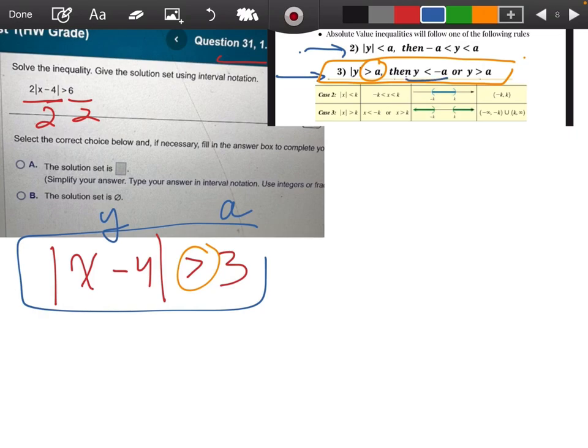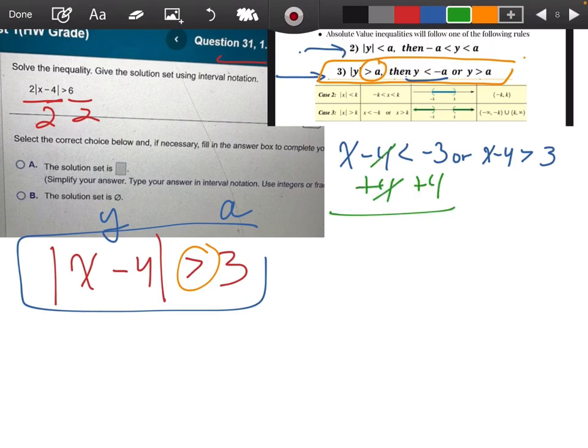So the first part says y is smaller than a, so I'm gonna say x minus 4 is smaller than negative 3, or x minus 4 is bigger than positive 3. So we're going to go ahead and solve them. We're going to add 4 to both sides. Okay. And I'm going to get x, not equals, but less than. x is less than negative 3 plus 4, 1. Or when we add 4 to both sides, here we're gonna get x is bigger than 7.